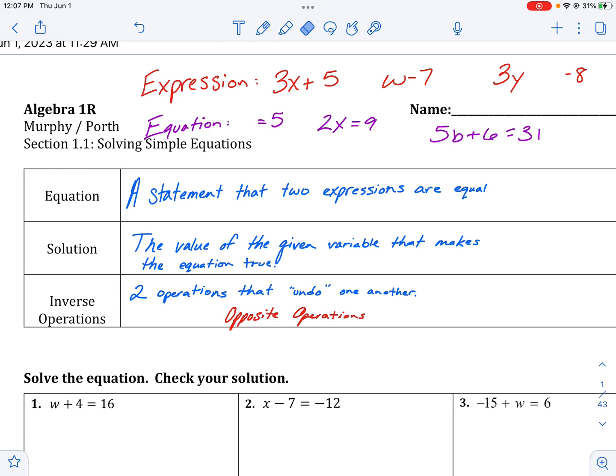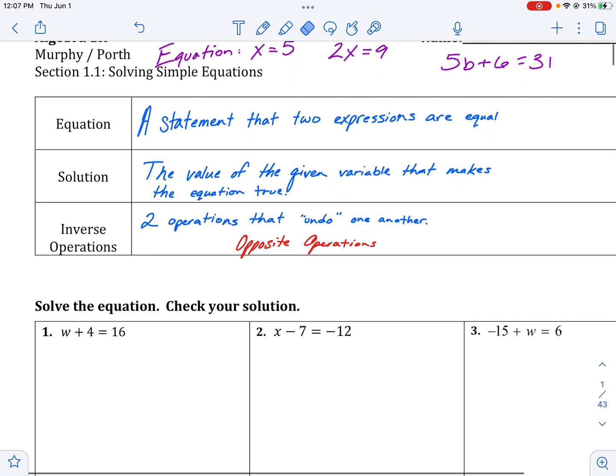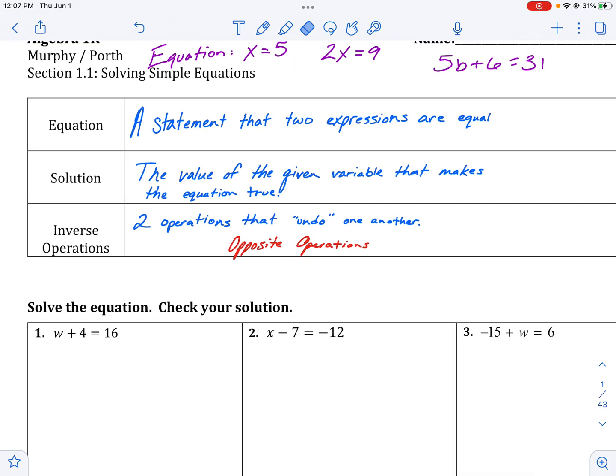So 5 by itself is an expression, but when you add in the equal sign and say x equals 5, now I have an equation. 2x is an expression, 9 is an expression, but if I put them together with an equal sign, I get an equation. Our solutions are just any values for the given variable that would make that equation true, that would give me a true statement.